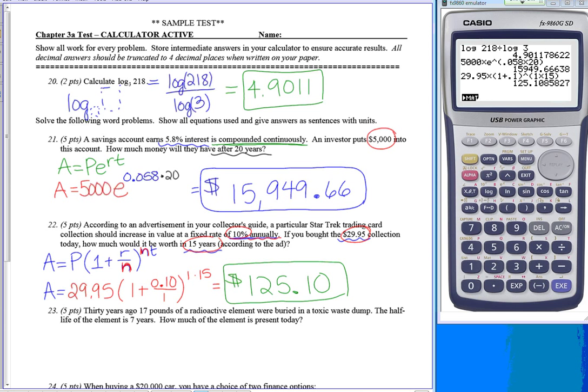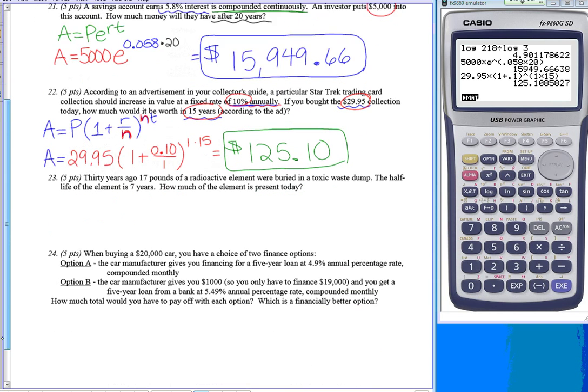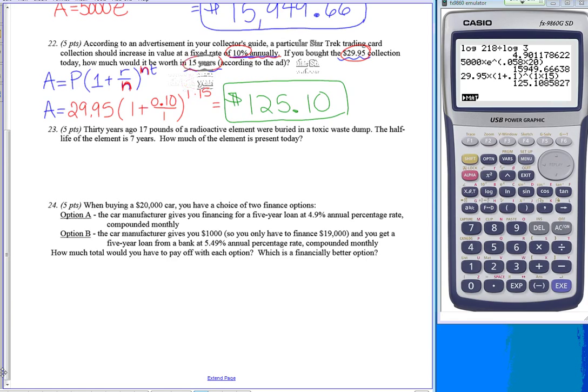All right, number 23. Let me scroll up here some to get the rest of the stuff on the page. 23. 30 years ago, 17 pounds of a radioactive element were buried in a toxic waste dump. The half-life of the element is 7 years. How much of the element is present today? So we're going to use our idea that the amount that we have at the end is equal to the amount we have at the beginning, and then we're going to put our rate in here since this is a half-life. That's going to be a half.